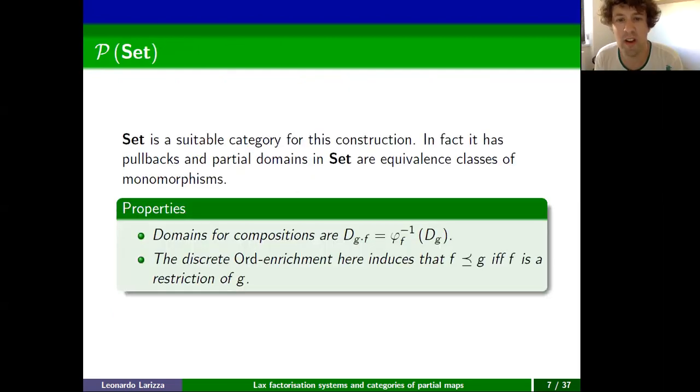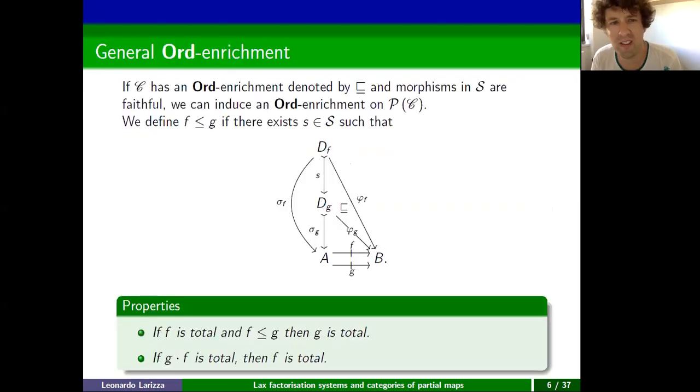Can I ask one question, actually? Sure. When you define this category of partial maps, do you not need to take equivalence classes of spans? Yes, we do. By equivalence class of spans, I mean that the domains are equivalence classes of monomorphisms, so they are subobjects. Okay, so these are equivalence classes of spans? Yes. Okay, thanks.